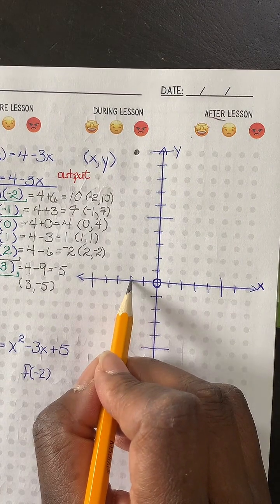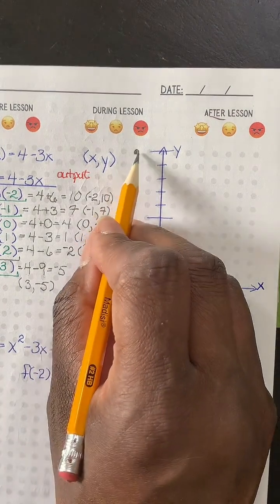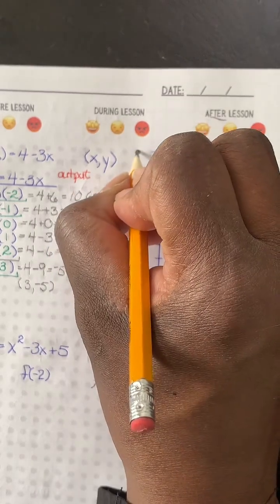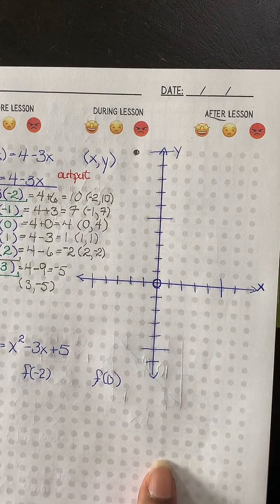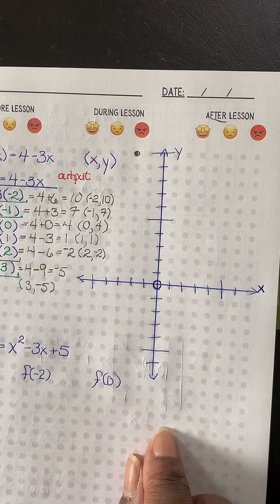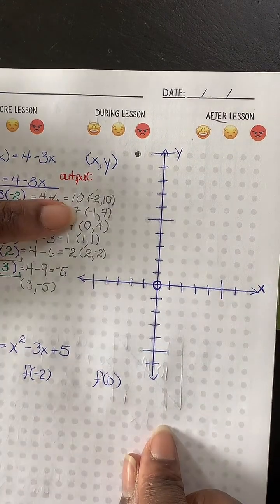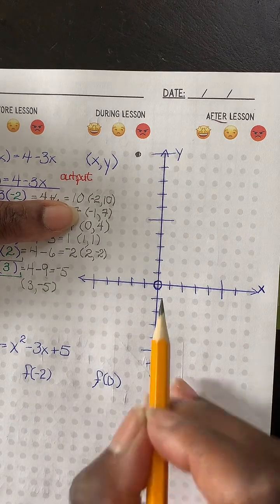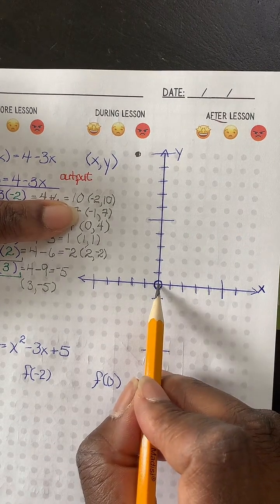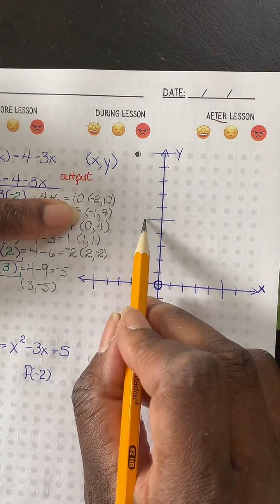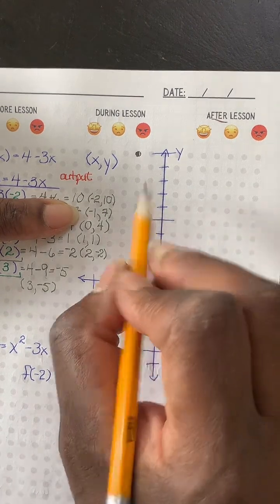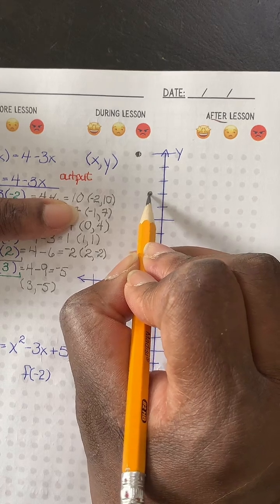So we got -2, up 10. This is why I like to do dot grids, because it makes the graphs look so much smoother. You just have to fill in the dots. Now, I got -1, 7, starting here at the origin. Going to the left, -1. Here's 5. That means go up 2 more for me to get to 7.